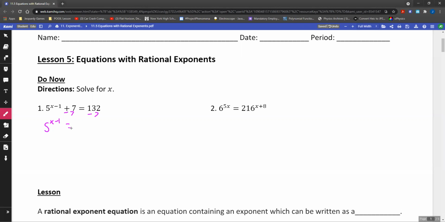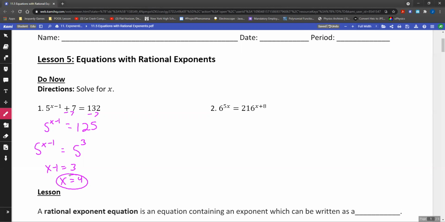132 minus 7 is going to be equal to 125. Remember from before, 125 can be rewritten as 5 cubed. So I can now set the exponents equal to each other. So I get x minus 1 equals 3. Add the 1 over, and I get x equals 4.